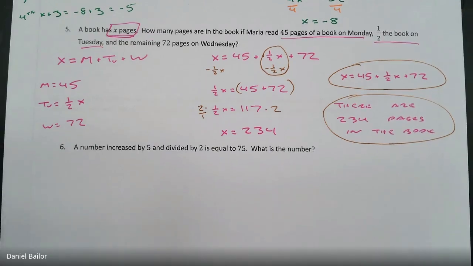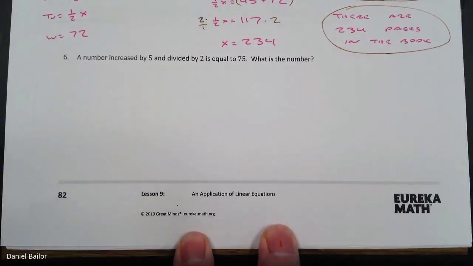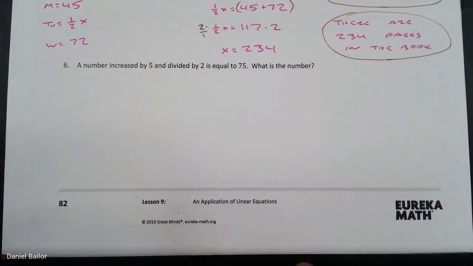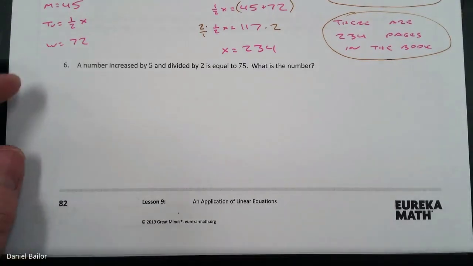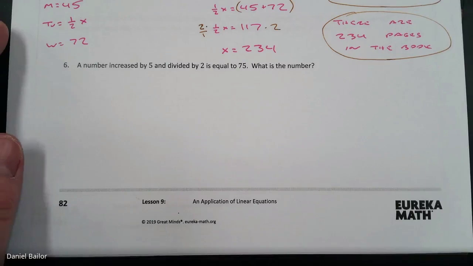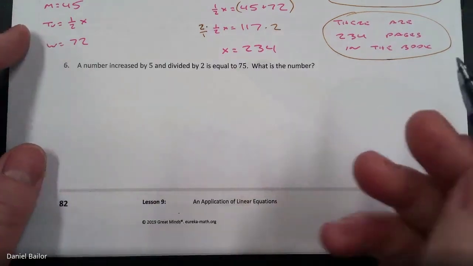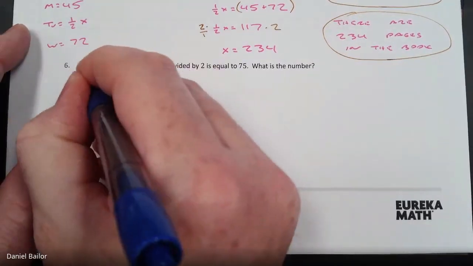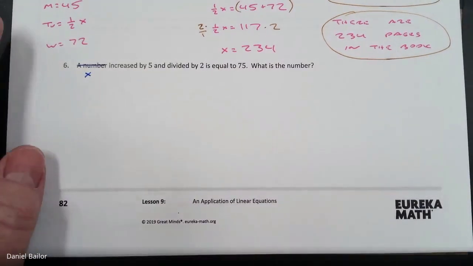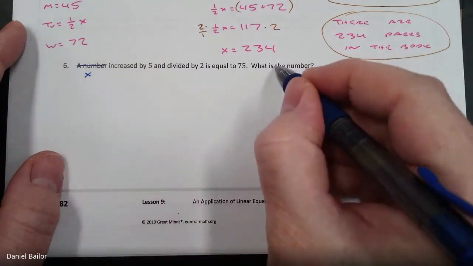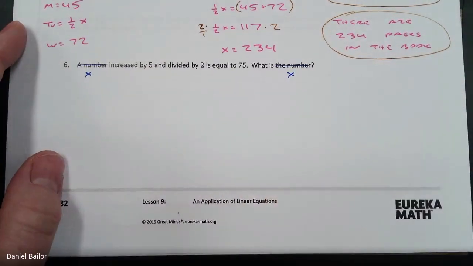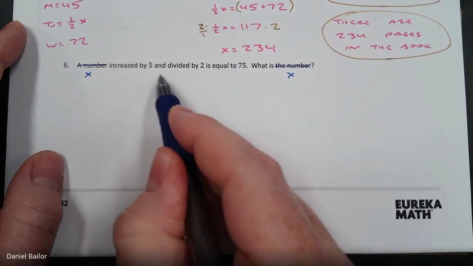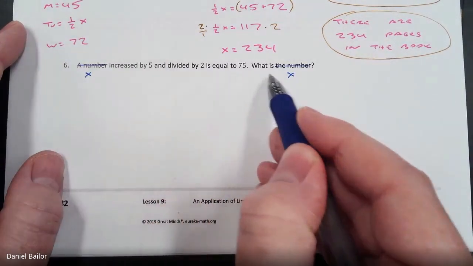Let's work on number 6. Number 6, last exercise on page 82. It says a number increased by 5 and divided by 2 is equal to 75. What is the number? Okay, so instead of a number, I'm going to say x. There we go. What is the number? What is x? So x increased by 5 and divided by 2 is equal to 75.